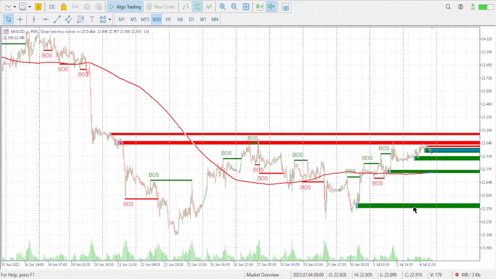So as long as the price does not break below these green zones, we will be waiting for a bounce from them to pick a buy position. And if the price breaks below those zones, we will be looking for a sell in that direction. If the price breaks above these red zones, we'll be looking for a buy position.